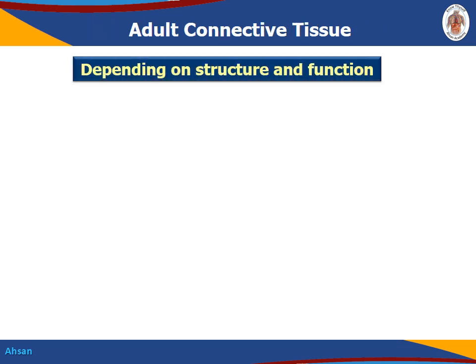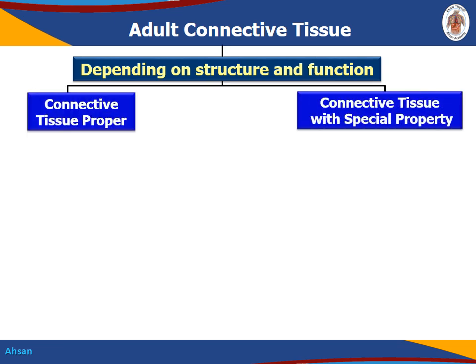Adult connective tissue, depending on the structure and function, can be classified into connective tissue proper and connective tissue with the special property. Connective tissue proper means the typical characteristics are present here, means the main cell is the fibroblast, abundant extracellular matrix. Other cells are also present here in this connective tissue proper.